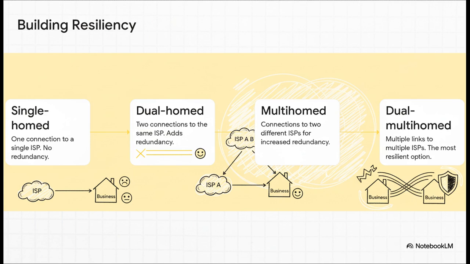A better way is dual-homed, two links to the same provider. Better still is multi-homed. Now you're connecting to two different providers. And for the absolute maximum resilience, you have dual multi-homed, multiple links to multiple providers. Sure, it's the most expensive, but it's as close to bulletproof as you can possibly get.